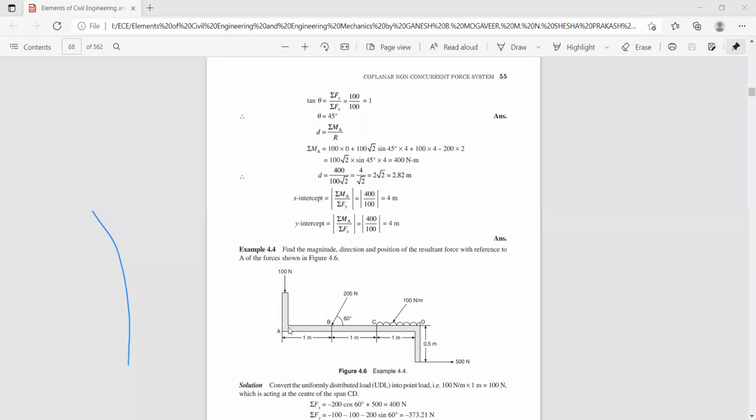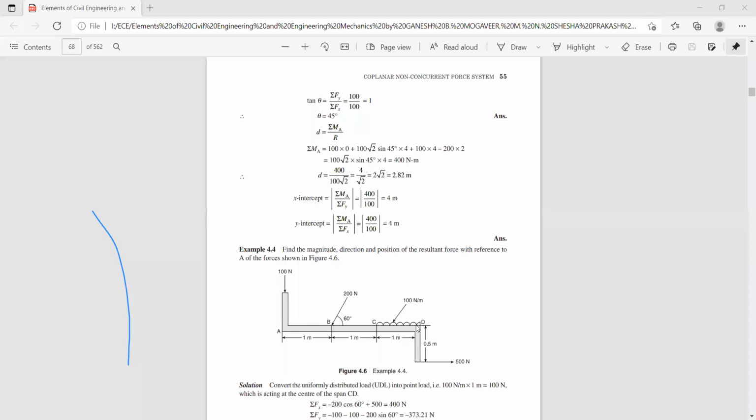Now here you have a member of this shape, and this is point A, and this is point B, and here you have a 200 Newton force acting, which makes an angle of 60 degrees with respect to the horizontal axis. And from point C to point D, you can see this half circle.